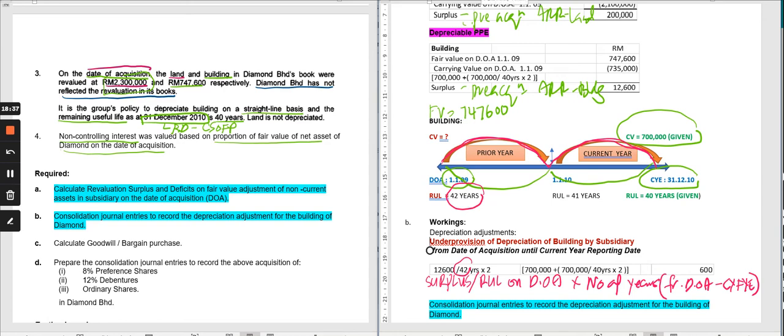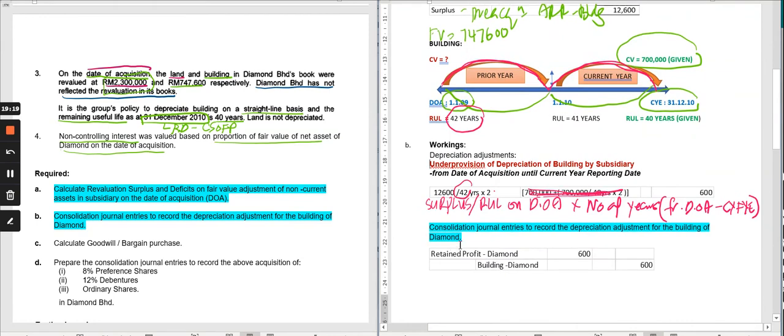So therefore, you will get 600. Alternatively, you can also use this calculation here: 12,600 divided by 42 times 2 years. That one will give you 600. So this is not the calculation, right? The calculation is the one here, 12,600 divided by 42 and times 2, that will give you 600. That is the depreciation that was under-provided.